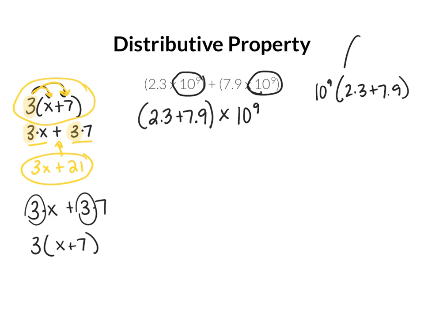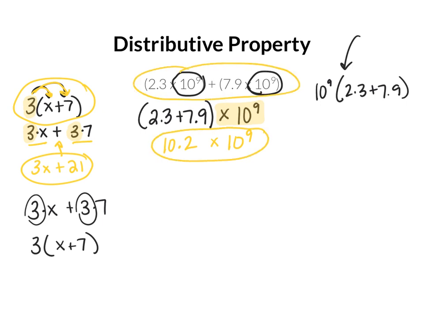You guys are used to seeing it this way, where the common factor is pulled to the front. But since with scientific notation, we're starting out with the number between 1 and 10 multiplied by the power of 10, I'm pulling the power of 10 to the back of the problem here. Now I can simplify 2 and 3/10 plus 7 and 9/10 to give me 10 and 2/10 multiplied by 10 to the 9th power. So the sum of this brings me to this.